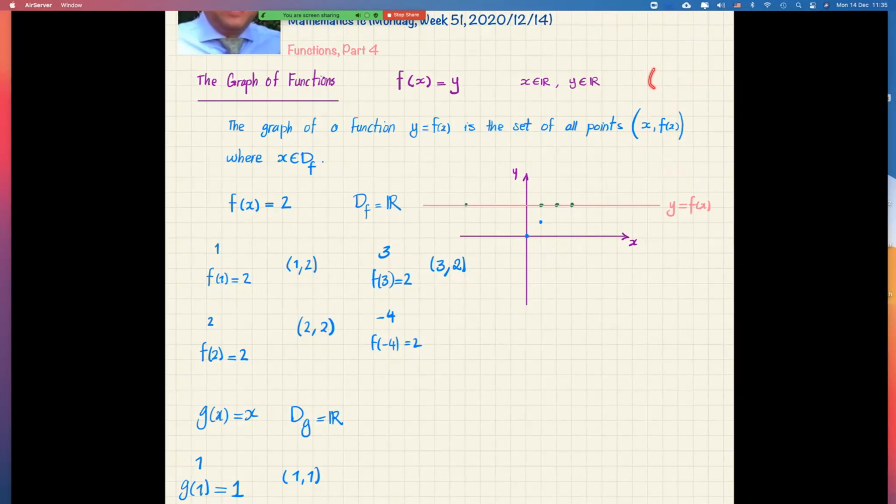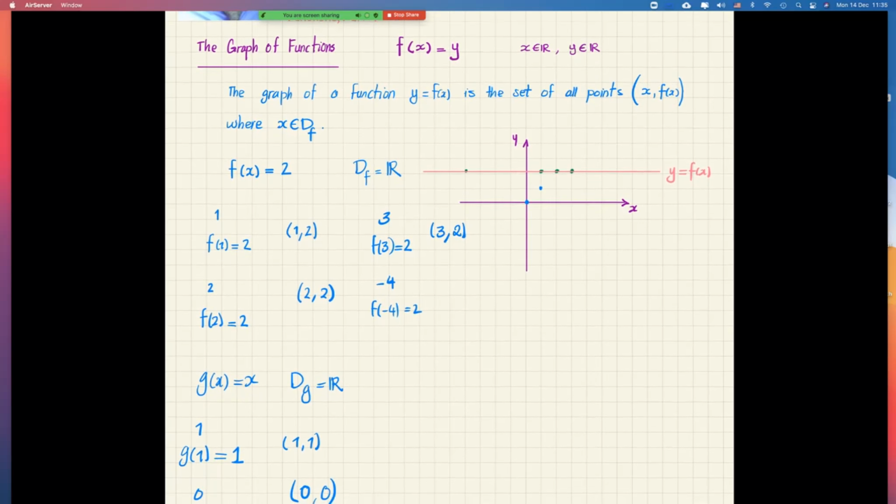And then you remember when I say a point with coordinates a and b, a is the x coordinate and b is the y coordinate. So when I write x and f of x, you need to know always that this first one is related to the x-axis and this second one is related to the y-axis.